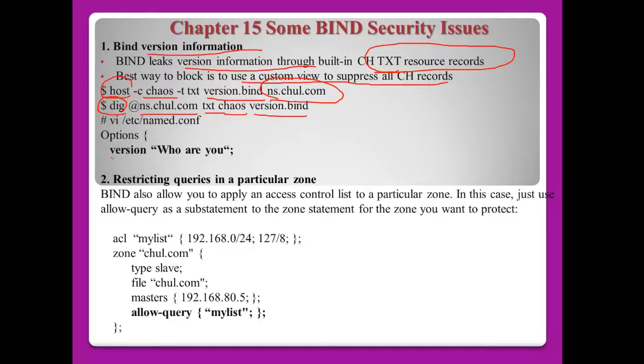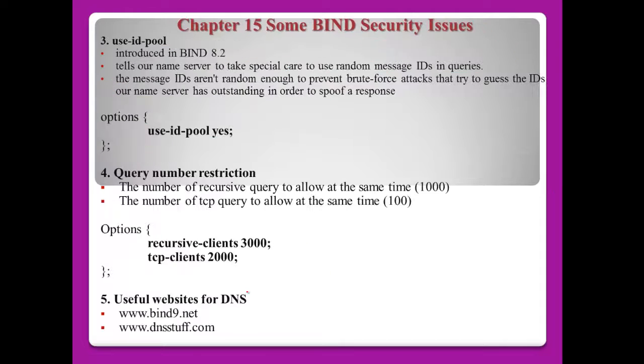So in this case, if we want to block leaking this version information, then we have to add this keyword version in the options part. So here you can write down any text or sentence like this. And number two, restricting queries in a particular zone. So for example, here I have this zone, then only the ACL network can query. So for each zone, you can define exactly the queries using an ACL like this.